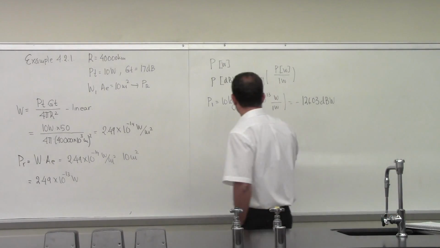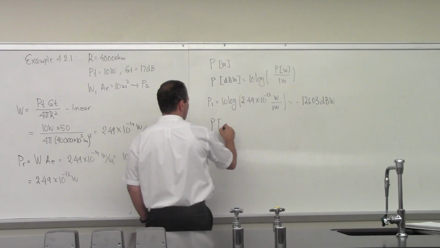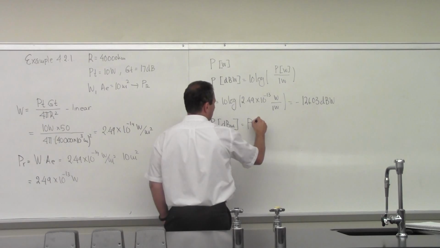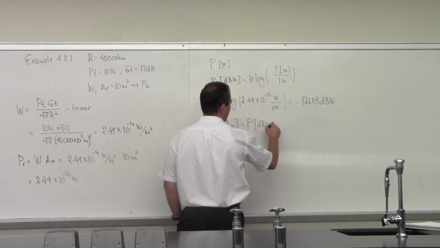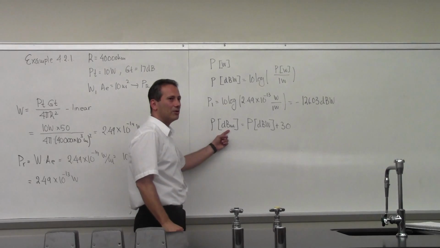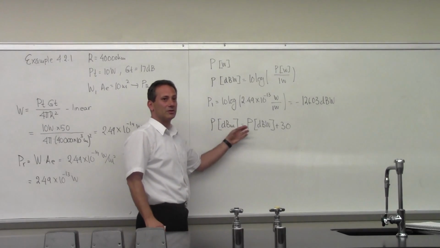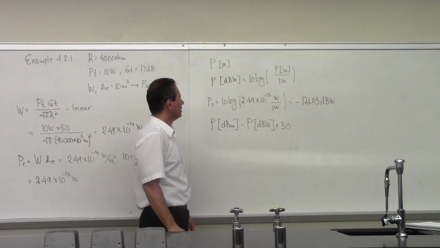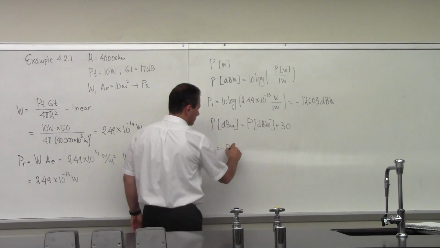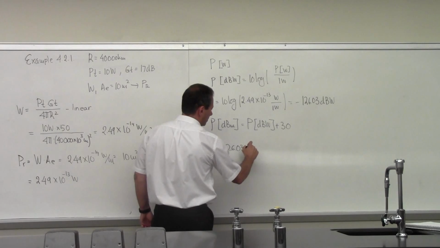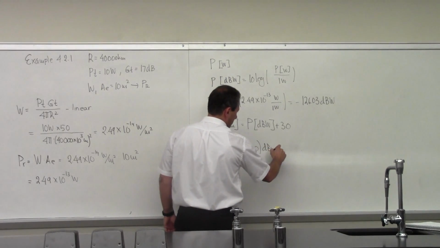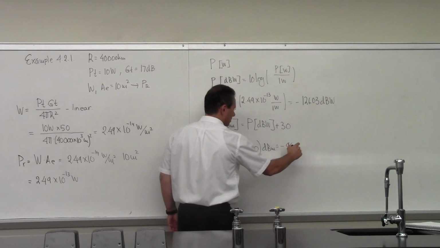So the formal relationship is that the power in dBm is whatever is the power expressed in dBW plus 30, right? Because dBm is a smaller unit, 1,000 times smaller. So there's a 30 dB that you need to add. So if you want to express this power in dBm, it's going to be minus 126.03 plus 30, everything in dBm, and this is minus 96.03.